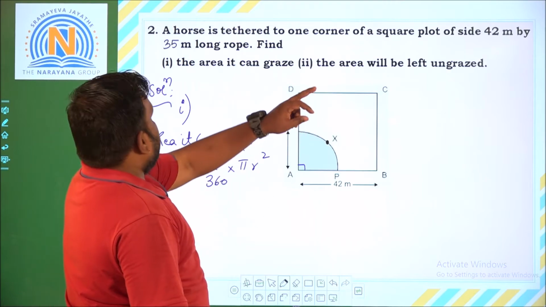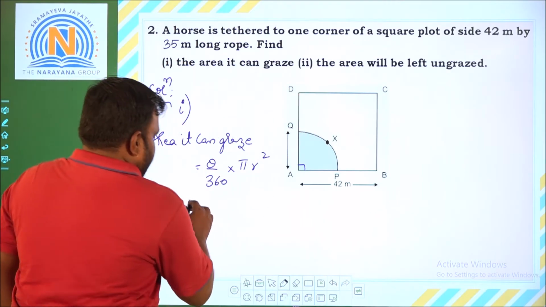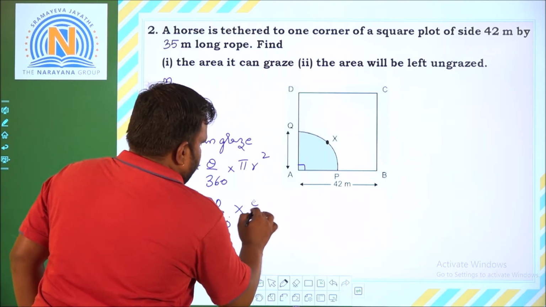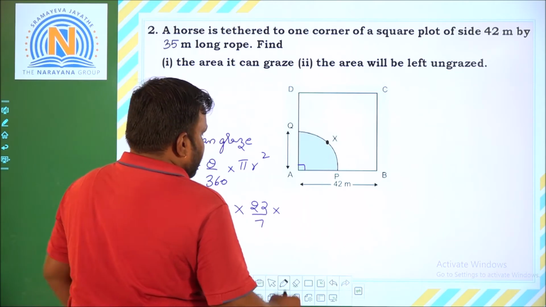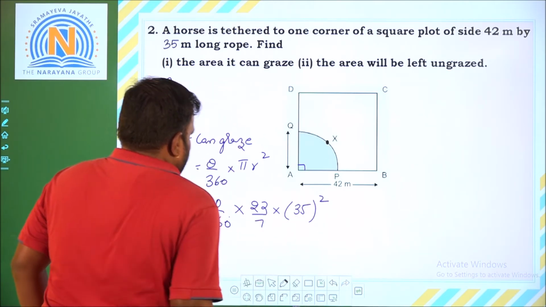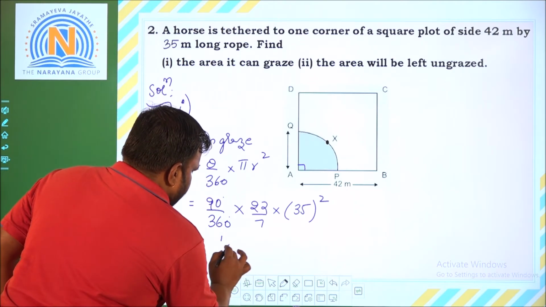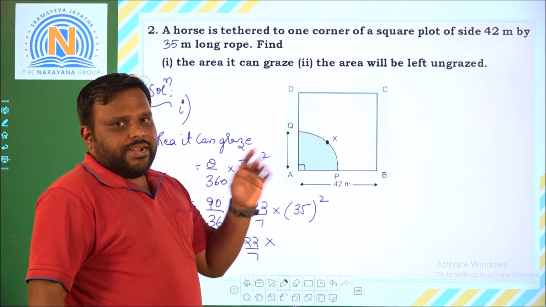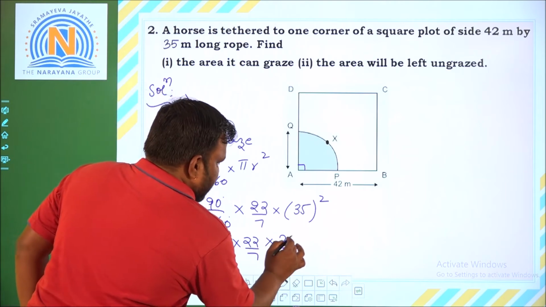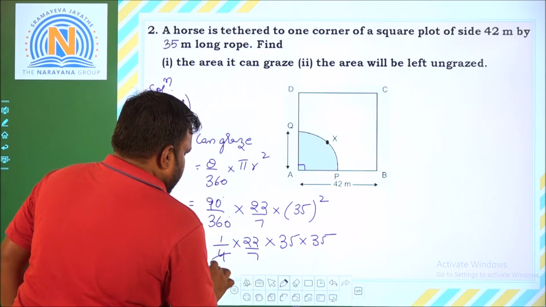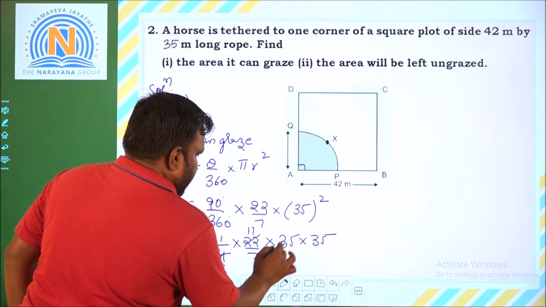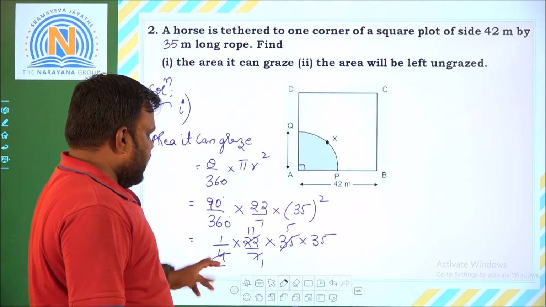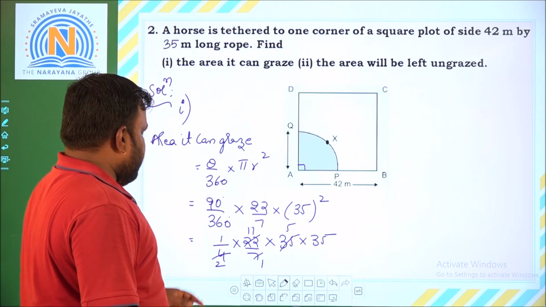Here the rope is of length 35 meters. So theta is 90 by 360 into, and the pi value we know is 22 by 7 into r, which is 35, whole square. So this is now 1 by 4 into 22 by 7 into 35 into 35. This is what we have to find out. So 4, this is 2, 11 times, and this is 7 1 times, 7 5 times. So I am left with 11 into 5 into 35.